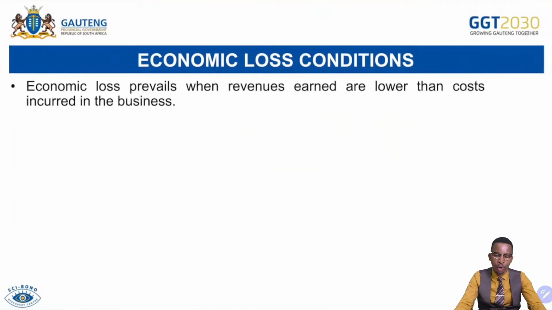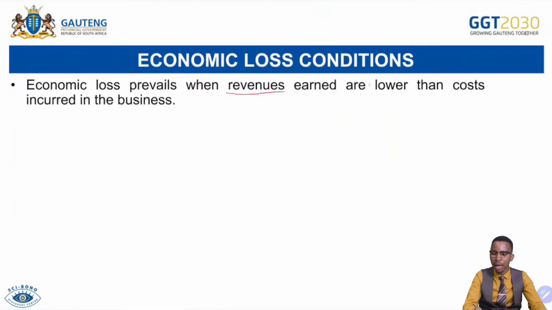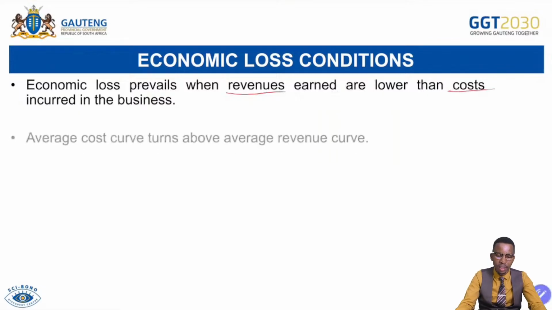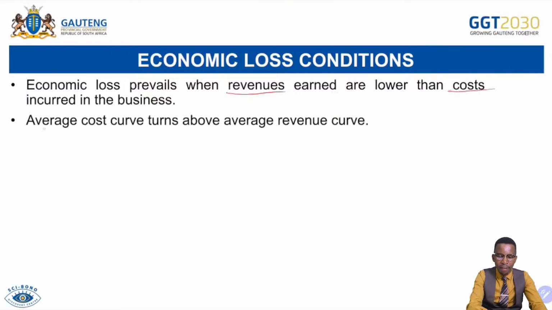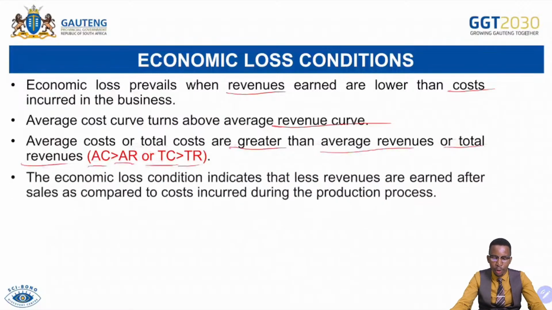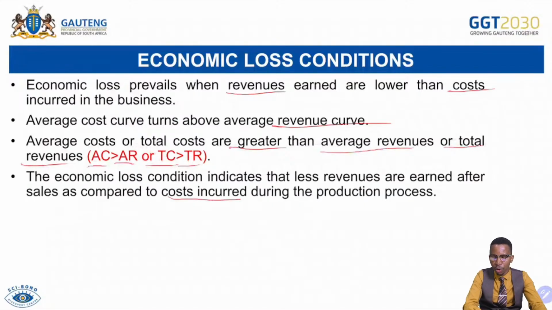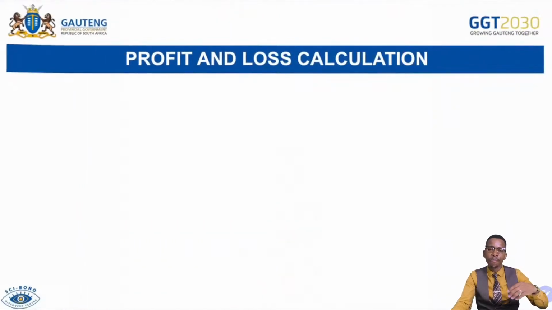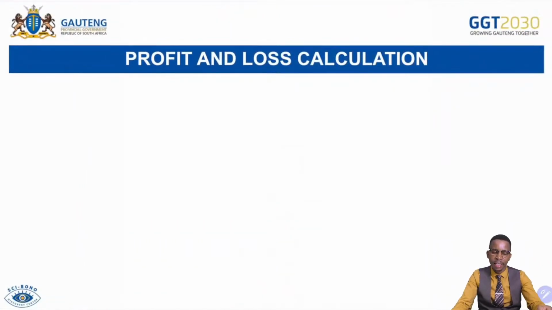Economic loss conditions. So economic loss prevails when revenues are lower than the cost incurred in the business. And then also the average cost curve tends to be above the average revenue curve. And then we'll see with the graph. Average cost or total cost are greater than average revenue or total revenue, meaning AC is more than AR or TC is more than TR. And then the economic loss condition indicates that less revenue is earned after sales as compared to the cost incurred during the production process, meaning we have more expenses, but we have less income received.